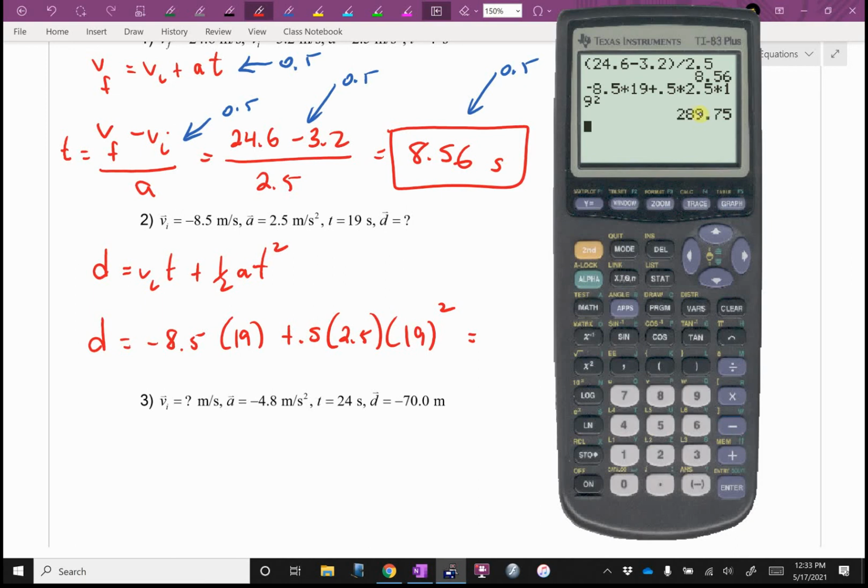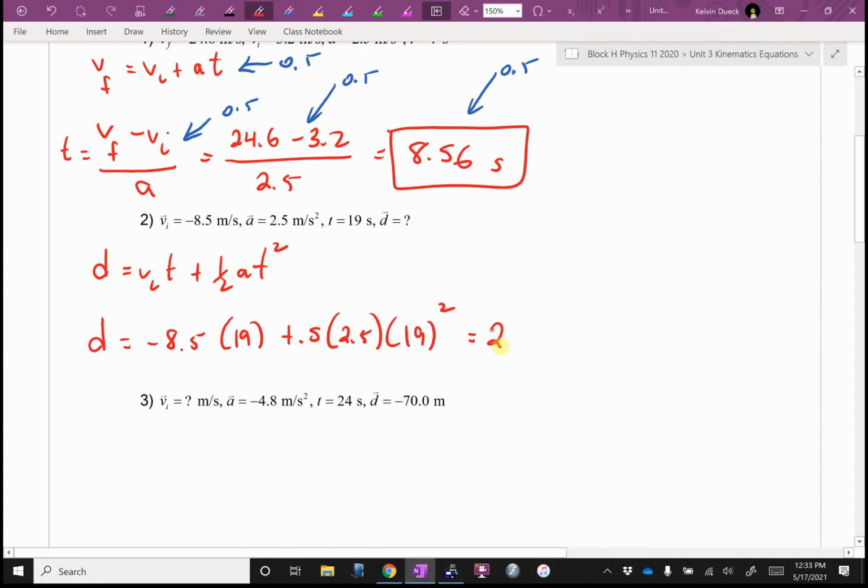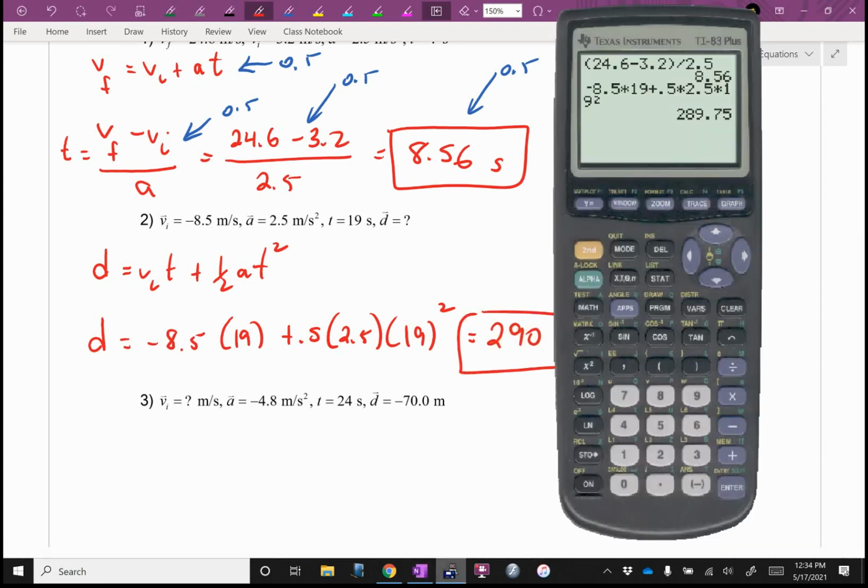Is this 9 going to stay a 9 or become a 0? It's going to become a 0, but that'll bump that 8 up. So I'm going to write 290 units meters. If you wrote 289.75, I'm not taking marks off, but I am saying there's going to be long answers with like 15 decimal places. 3 sig figs is good enough.